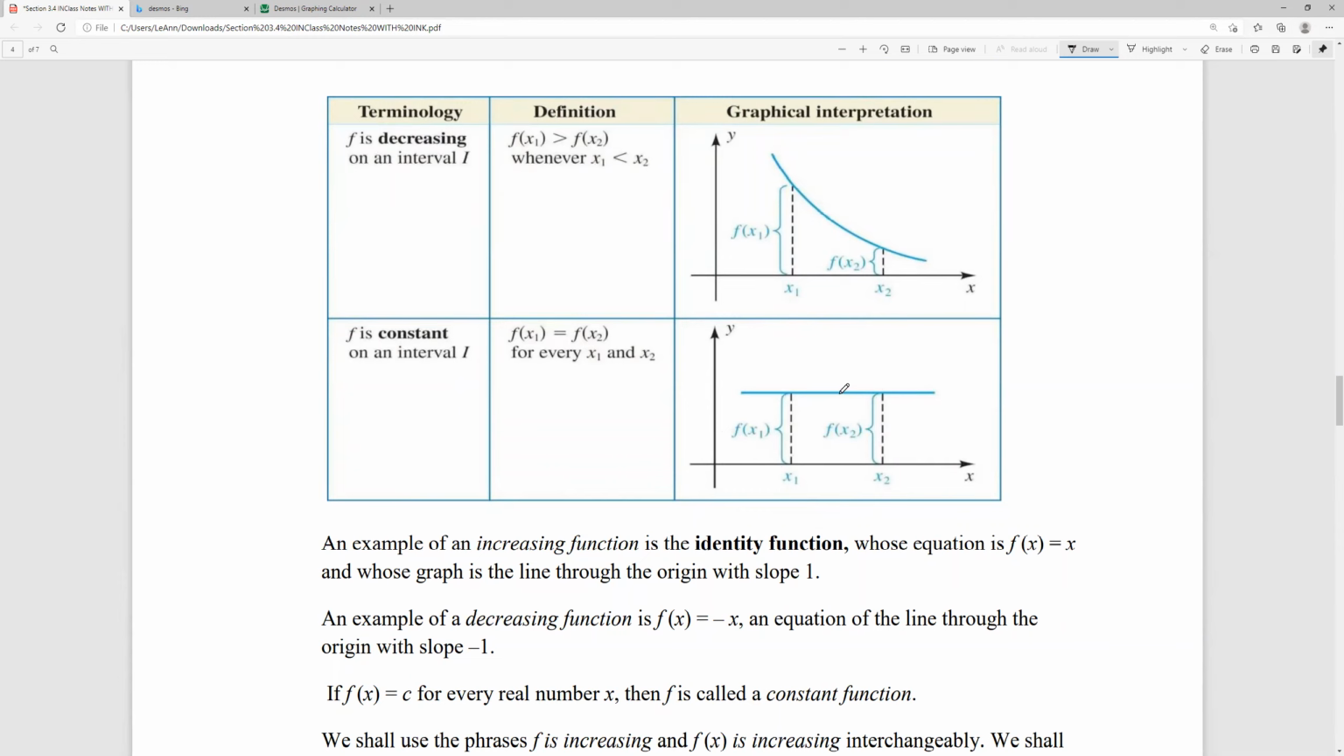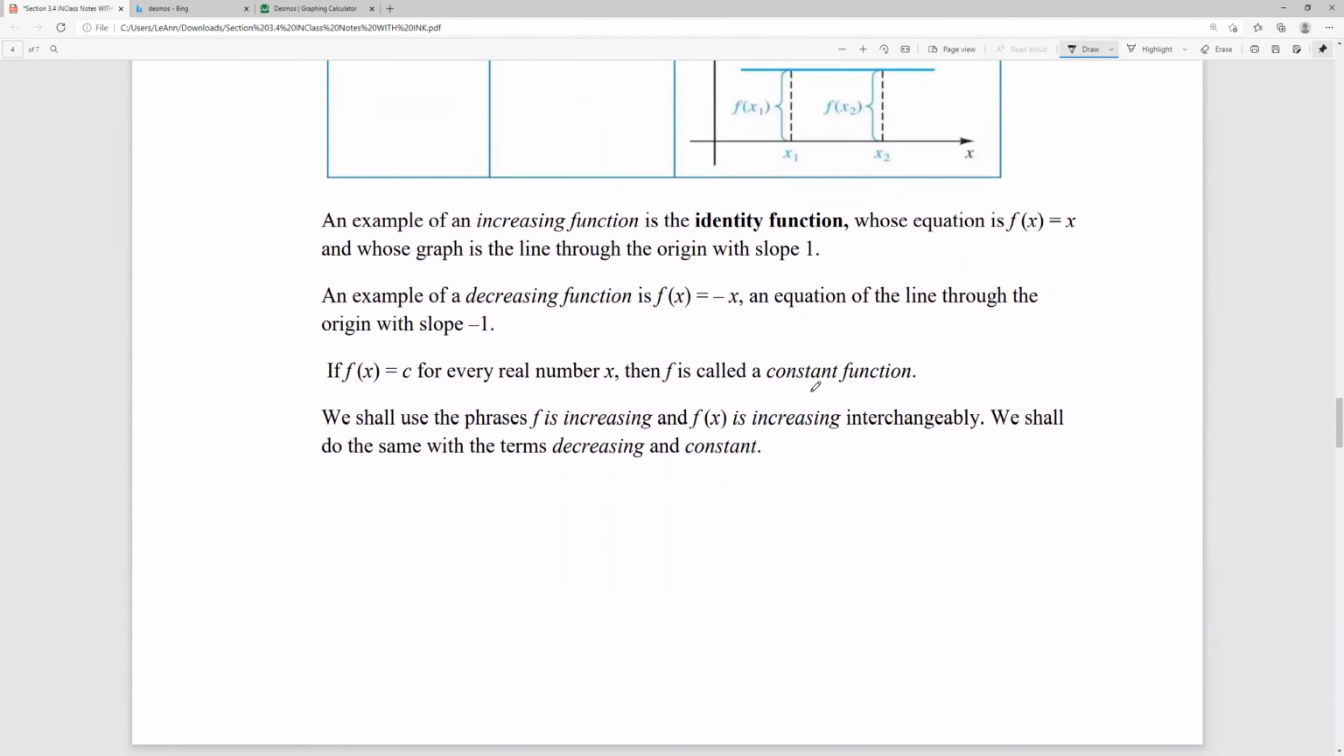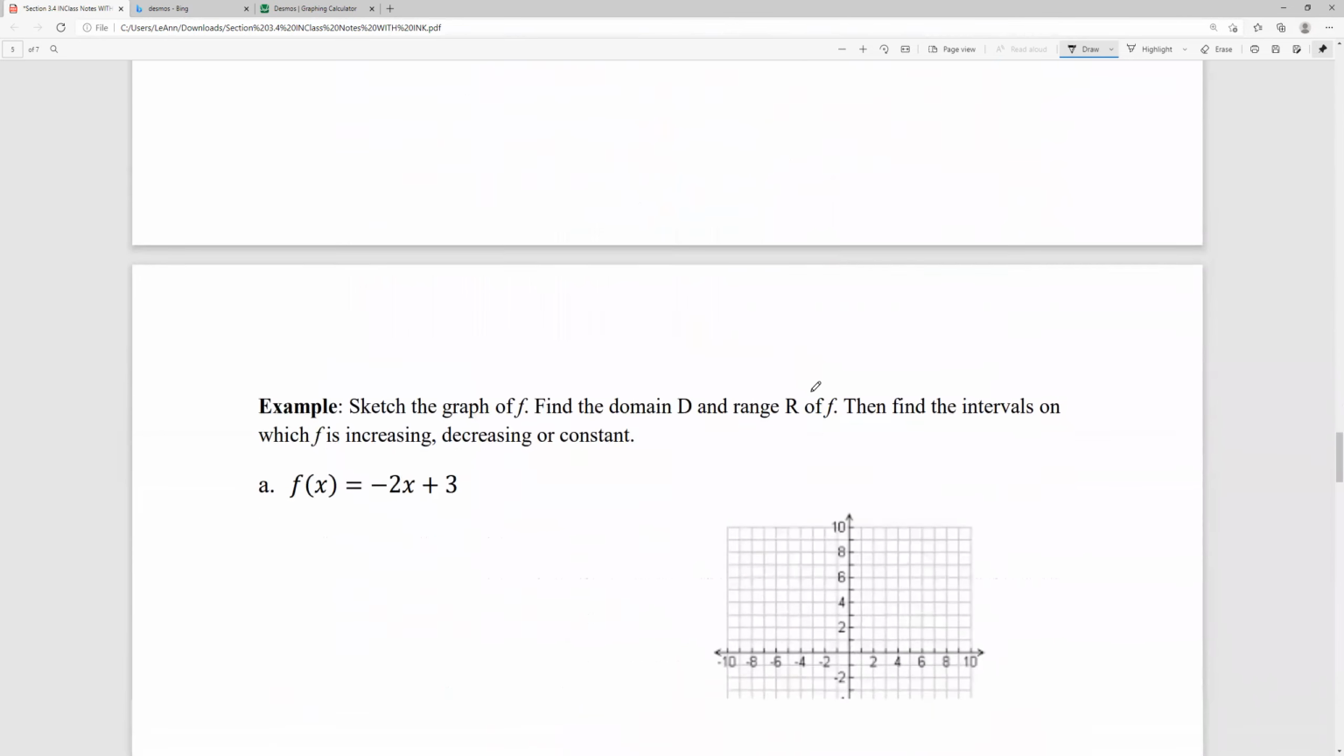So it's not really that hard to understand, but this is going to be important for analyzing things later on in calculus. We talk about increasing, decreasing, and constant to try to figure out maximum and minimum points and things like that. So it is important for later, but like I said, not on our test.